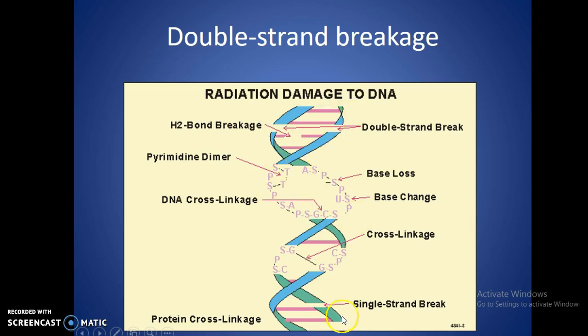So if only one side is broken, like a single strand break, then it's less likely that the cell will die. It still has enough repair enzymes on both sides to repair this and make sure to reestablish the cell.